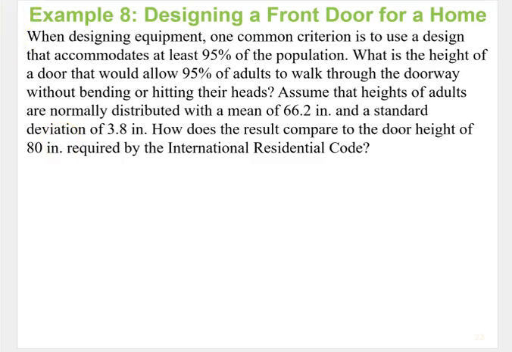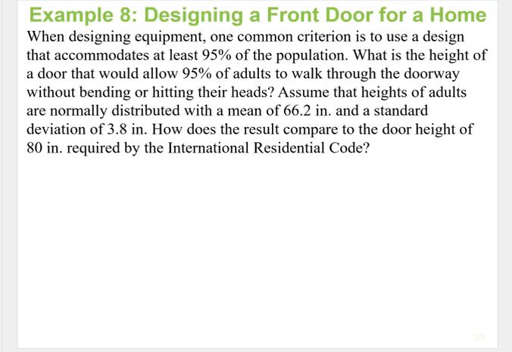All right, so one last example. This time we're going to be designing a front door for a home. And when you're designing equipment, again, there's lots of codes, so that's what we're going to be talking about in this. Our design has to accommodate at least 95% of the population. So what is the height of a door that would allow 95% of adults to walk through the doorway without bending or hitting their head?